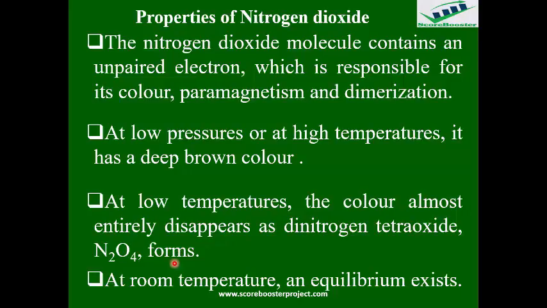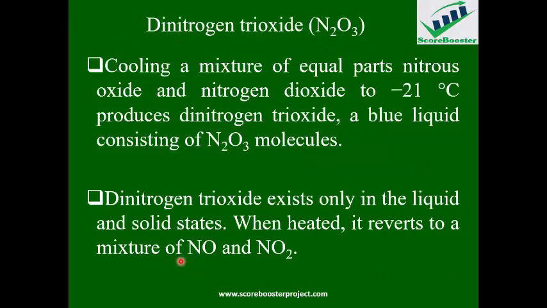At room temperature, there is going to be an equilibrium. Nitrogen dioxide can form a dimer, and this one can also decompose to form nitrogen dioxide. That is the equilibrium that exists at room temperature. Any other temperature that is not room temperature is going to favor either the product side or the reactant side. We have talked about equilibrium before.